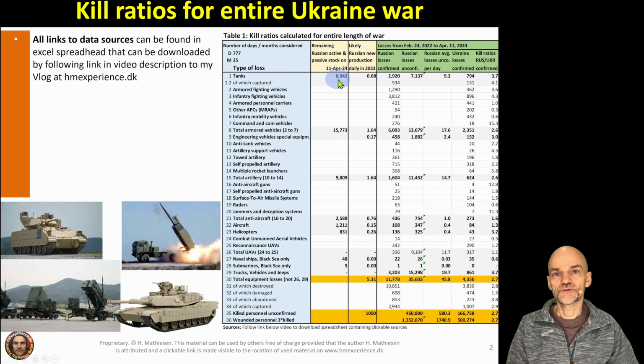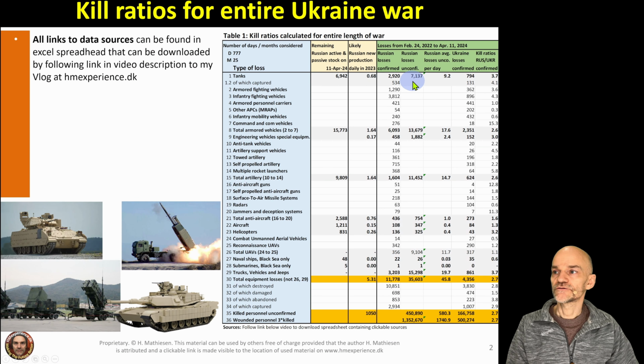Now there were some pre-war stocks that I had found information for, and I've taken that number and then adjusted it with the number of unconfirmed kills that I have subtracted from these pre-war stocks, and added the extra production that they have had during the war, in order to arrive at these remaining Russian active and passive stocks. Here we have almost 7,000 tanks, meaning Russia has 7,000 tanks either in active service or in long-term storage that they can draw from.